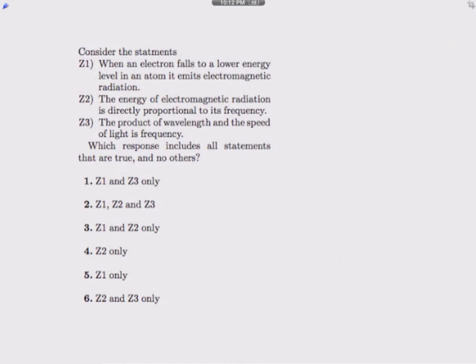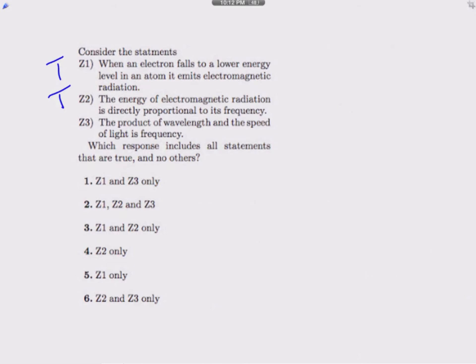Which of the following combinations includes all the true statements from this list and none of the non-true statements? So let's look at the statements. Electrons fall to a lower energy level. It emits electromagnetic radiation. That's true. So it's got to be Z1. The energy of electromagnetic radiation is directly proportional to its frequency, which means when the frequency increases, the energy increases. This is also true. So I have to have Z1 and Z2.